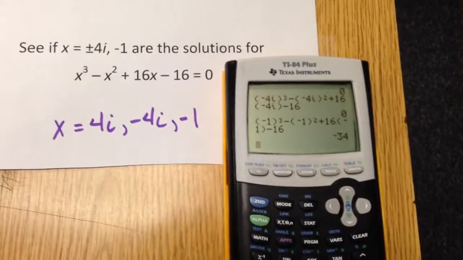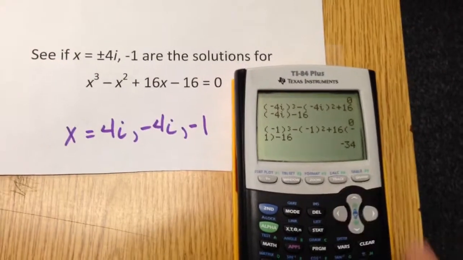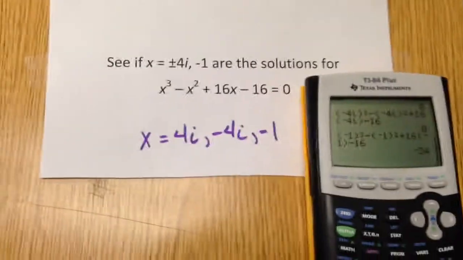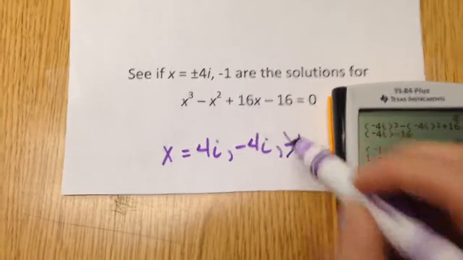Oh my heavens! We don't get 0. We get negative 34, which means after all this work, it just turns out that negative 1 is the one that doesn't work. So it looks like our answer failed.